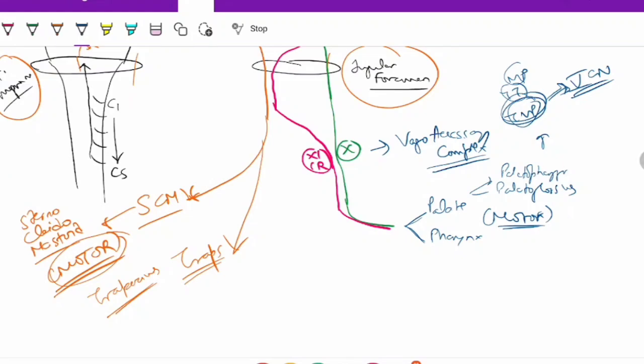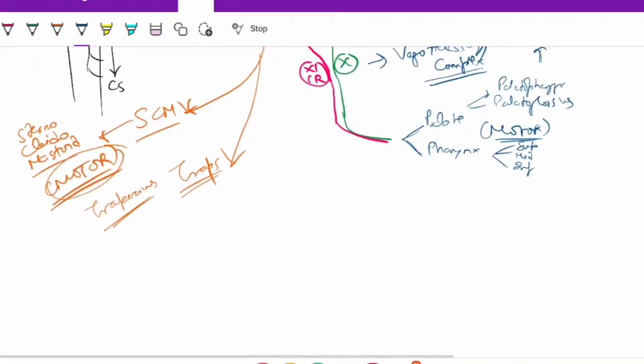Next is the pharyngeal muscles, that is the constrictor muscles we have talked about: superior, middle, inferior constrictor. These are the horizontal muscles. There are vertical muscles also, salpingopharyngeus and every other muscle. We are not going into that as of now. This is just a brief overview we are talking about.